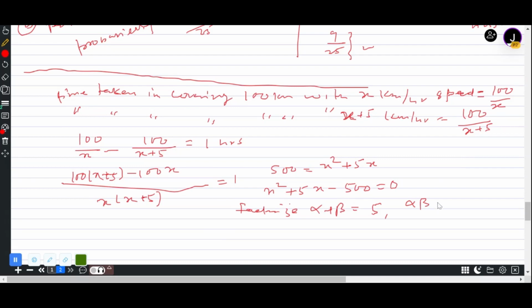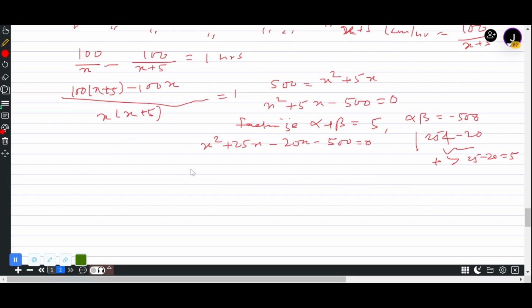We will break up x in 25x minus 20x minus 500. So x square plus 25x minus 20x minus 500 is 0. x into x plus 25 minus 20 into x plus 25 is 0. So the two factors are x plus 25 and x minus 20. So either x plus 25 is 0 or x minus 20 is 0. Now if x plus 25 is 0, x is equal to minus 25, which is not possible. Speed can't be negative. So x is equal to 20 km per hour is the only answer possible. Okay. So that's it. This question is done.